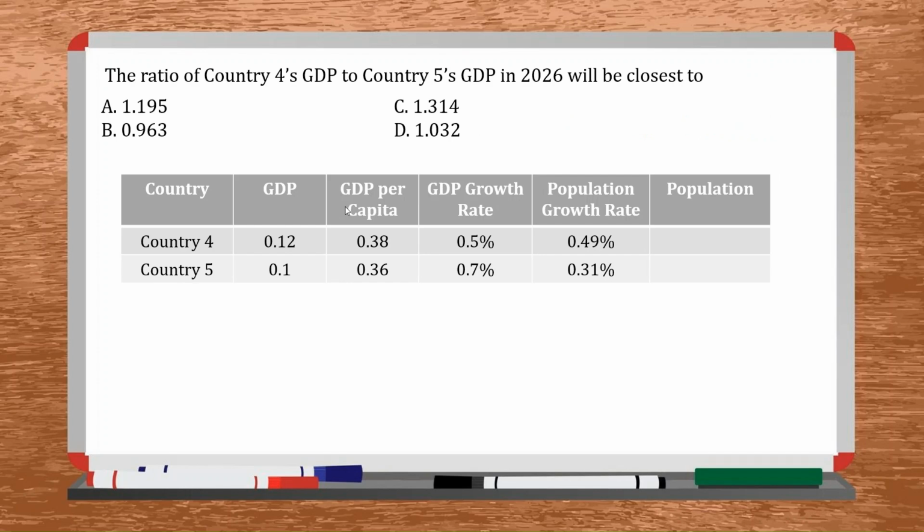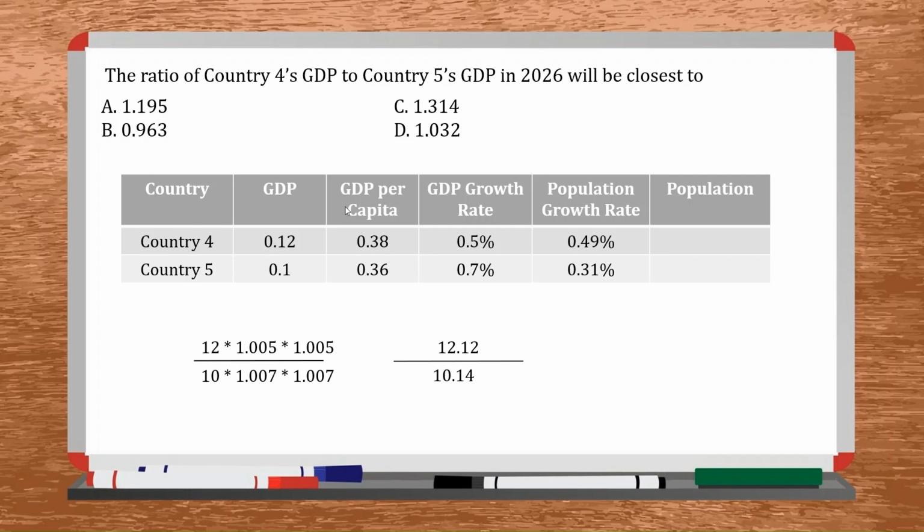Then what is the ratio of country 4 GDP to country 5 GDP? So this is what I need to calculate. The GDP of country 4 currently is 0.12 and country 5 is 0.1. And this has been growing at 0.5 and 0.7 steadily for the next 3 years. So I can just multiply it by 1.005 and 1.007 respectively to get the numbers in 2026.